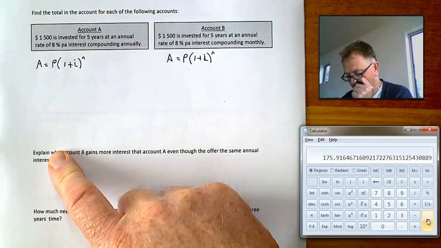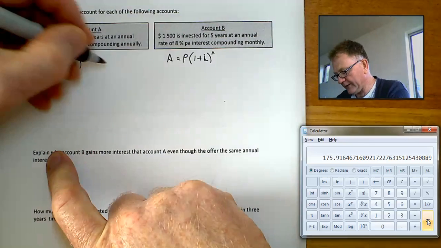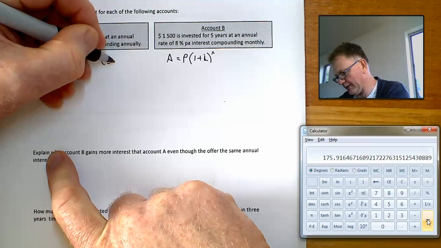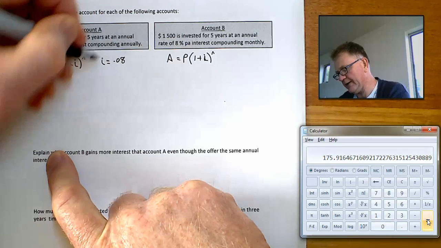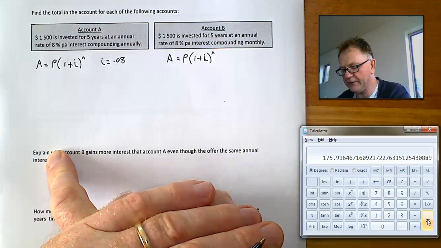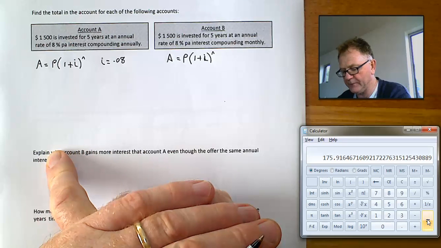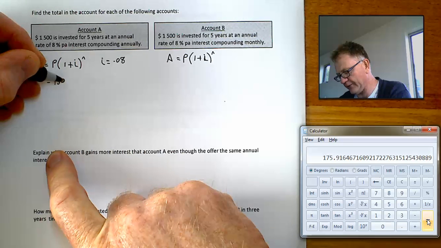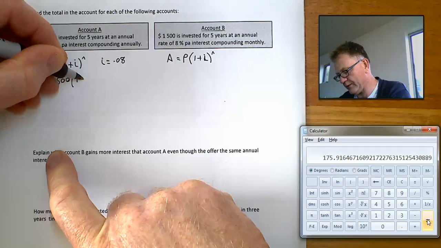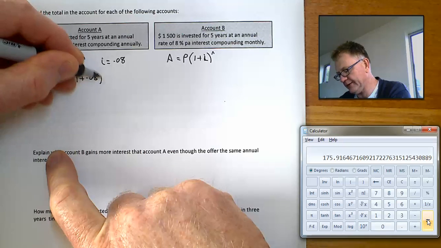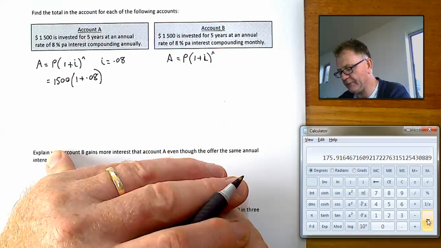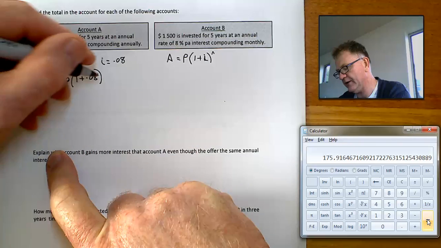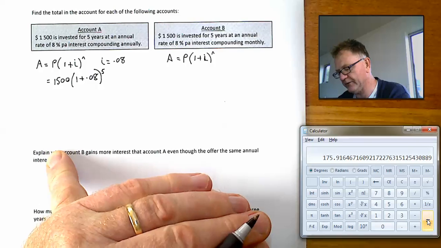So, the value of I in this case, well, it's 8% per year, 0.08, and as it's compounding annually, we don't have to adjust it. So if I want to work out the amount in the end, the investment was 1,500, 1 plus 0.08, and n is the number of times interest will be added in 5 years. It's being added only once every year. Interest will be added 5 times.